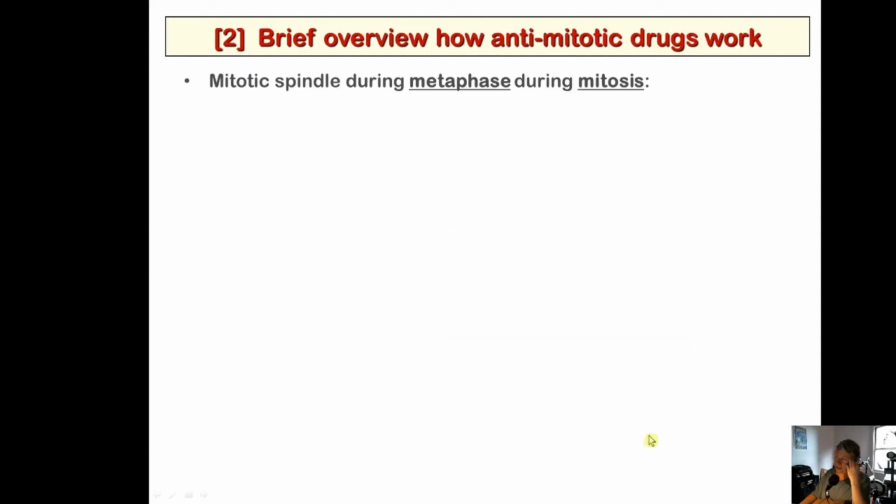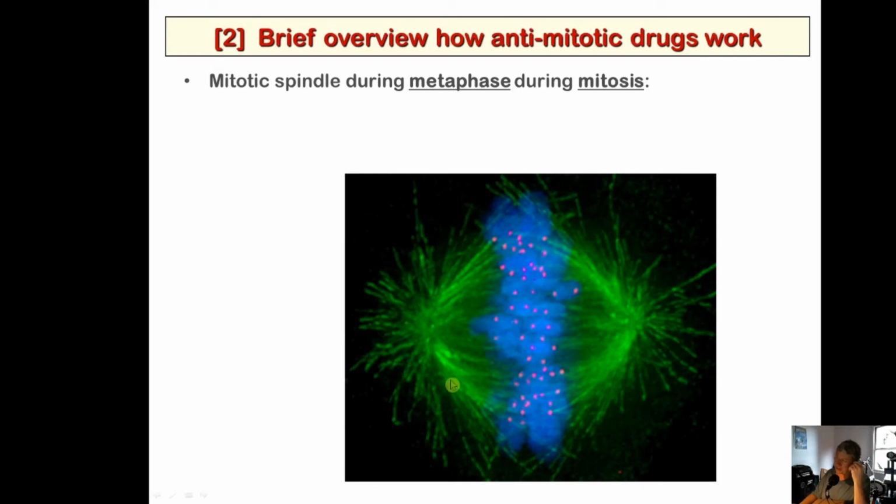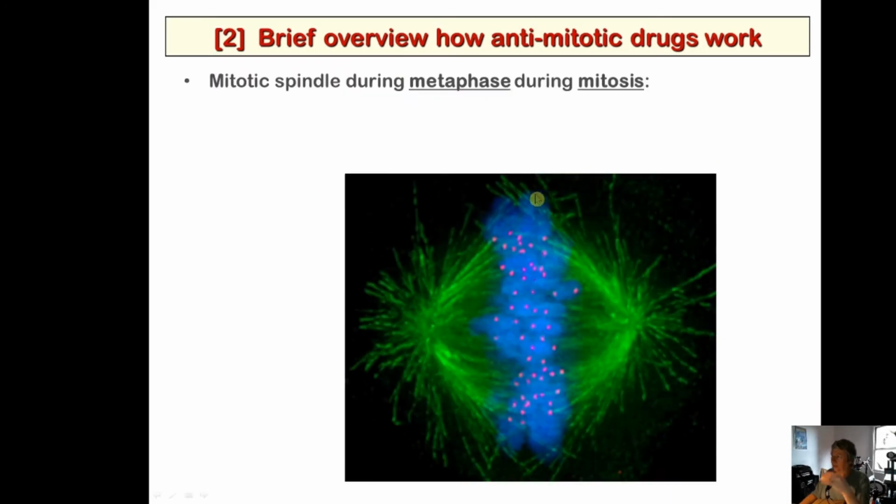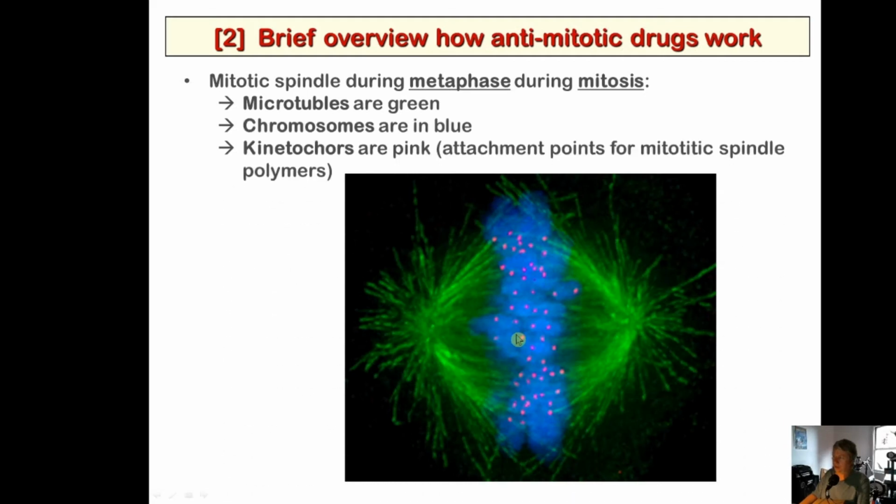Okay, and so this just shows an example of what it looks like. This is the mitotic spindle and the chromosomes. What phase is this? This is one of the early ones, around metaphase, I guess. The green lines are microtubules, the blue components are the chromosomes, and the little pink dots are kinetochores, which are the attachment points for the growing polymers that the microtubules rely on.